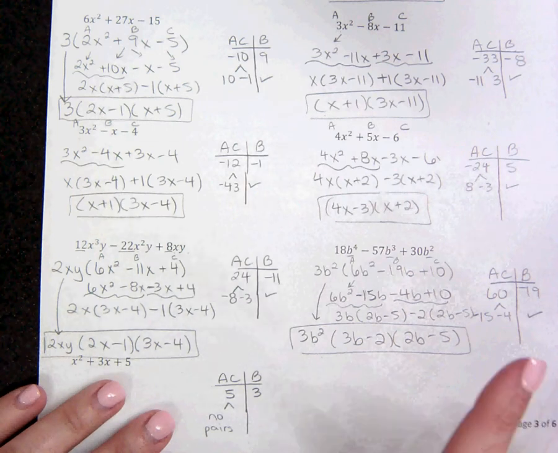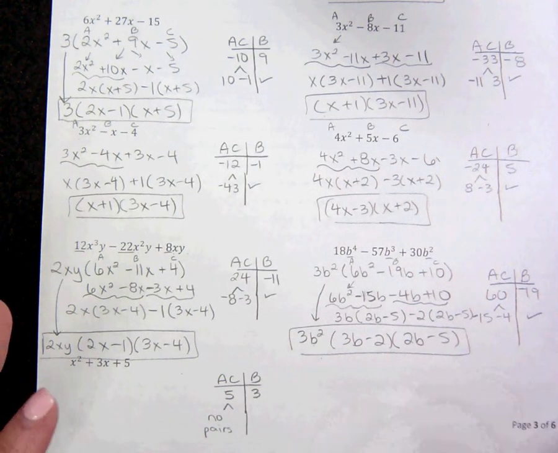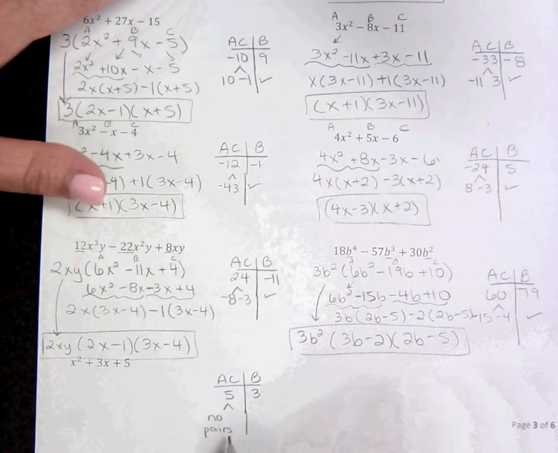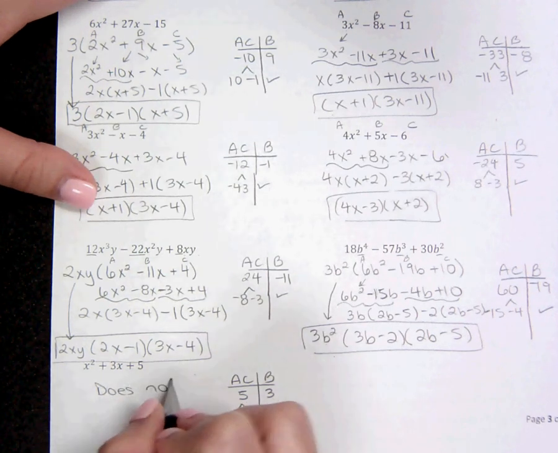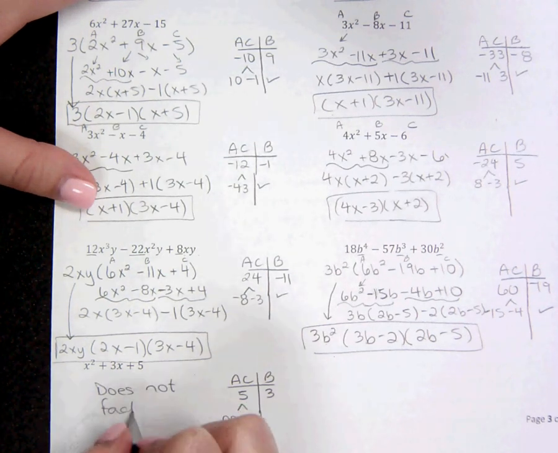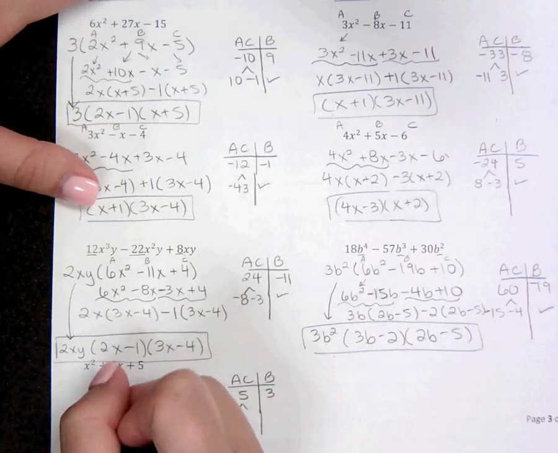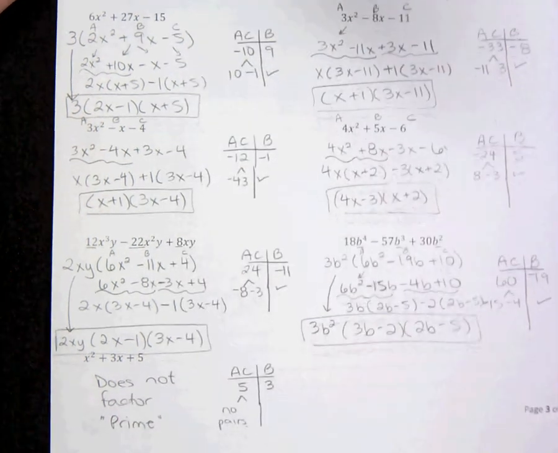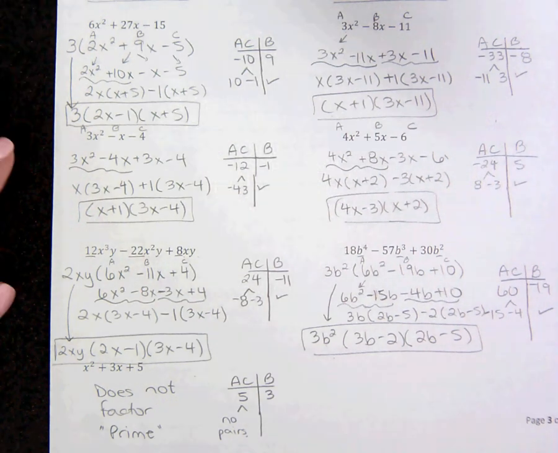And very rarely you'll have a situation where there's just nothing that works. You've checked the calculator, you've checked every combination, it does not work. When there are no pairs, it does not factor, which is very rare. That does not happen very much. If it does not factor, we call it prime. So every now and then you'll get one that's prime. Very rarely, not all the time. Most of the time they're going to factor for you.